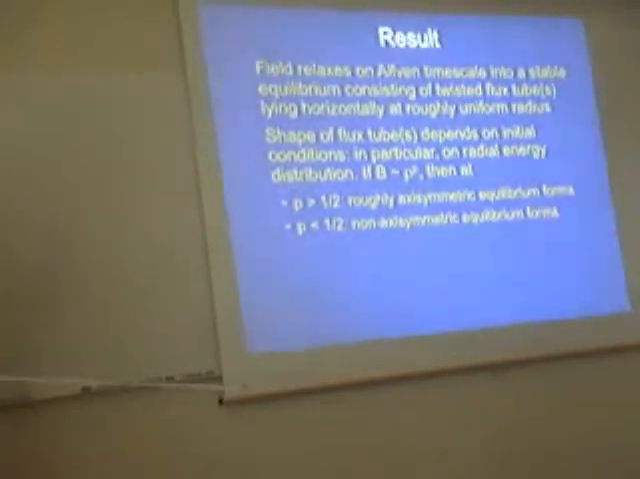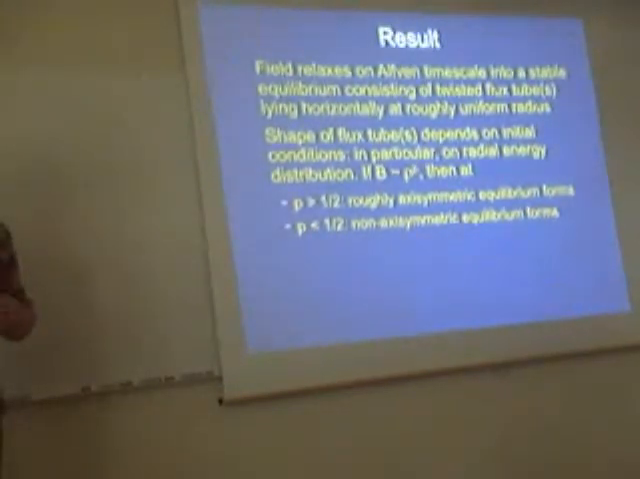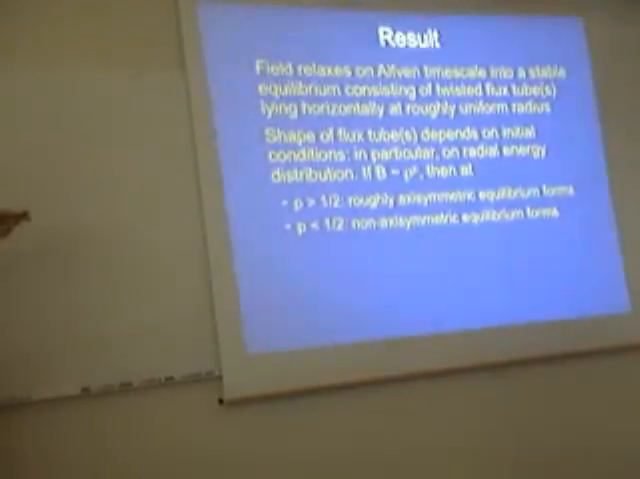So what happens then? Well, as you expect, the field evolves on an Alfvén time scale. And what happens is it evolves into an equilibrium, which consists of twisted flux tubes lying at a roughly constant radius. And I'll show you some pictures in a second. Now, one thing to note is that the shape of these flux tubes depends on the initial conditions in the following way.